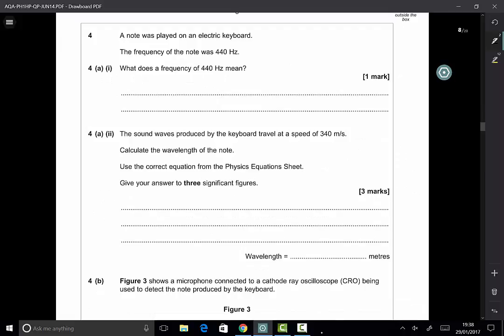Okay, so that's the end of question 3. We're on to question 4. A note was played on an electric keyboard. The frequency of the note was 440 Hertz. What does a frequency of 440 Hertz mean? So this is effectively asking you what's the definition of frequency, and that's the number of waves per second. But it's being very specific and saying what does a frequency of 440 Hertz mean. So that means there's 440 waves per second.